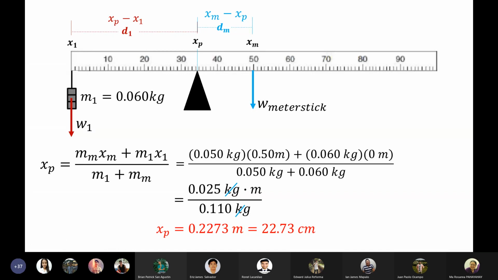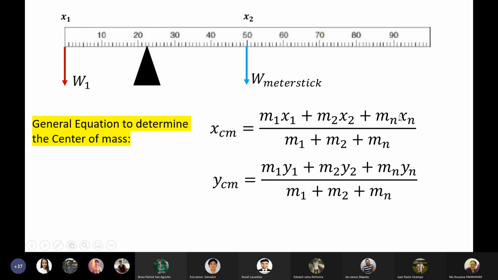Okay? Now, this is also the method that we can use to find the center of mass. Actually, ito lang yung derivation nun. Okay? So, pag gusto nyo malaman yung center of mass along X, you will use this one. So, kung mas marami pa yung mass na nakahang, you will just add. Okay? So, this is the general formula for determining the center of mass along X.